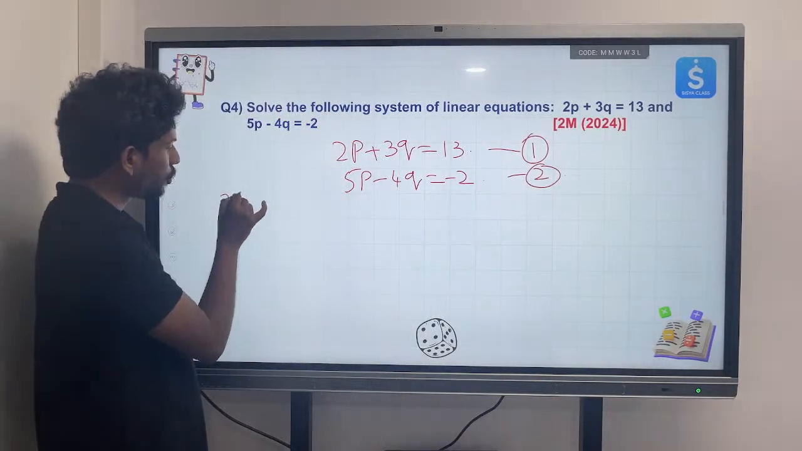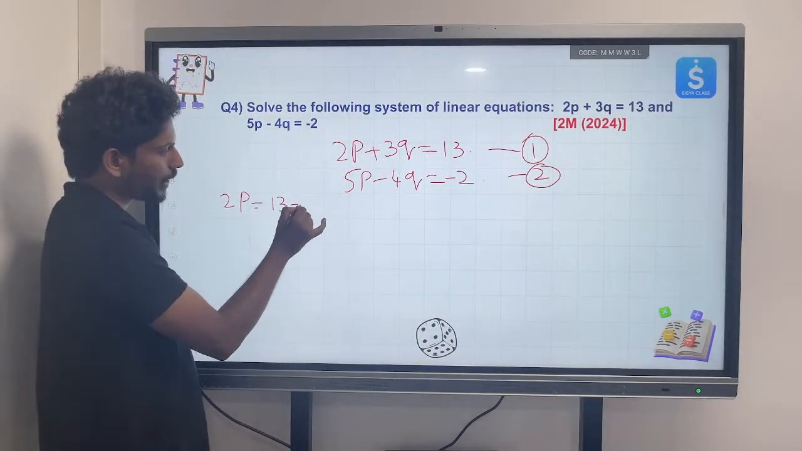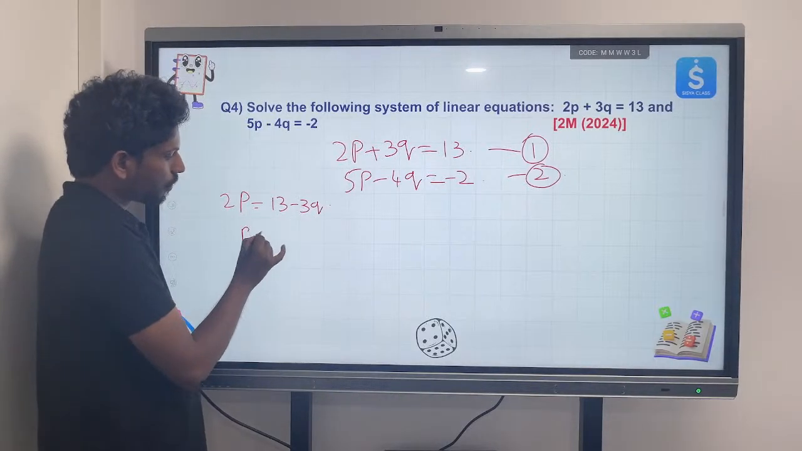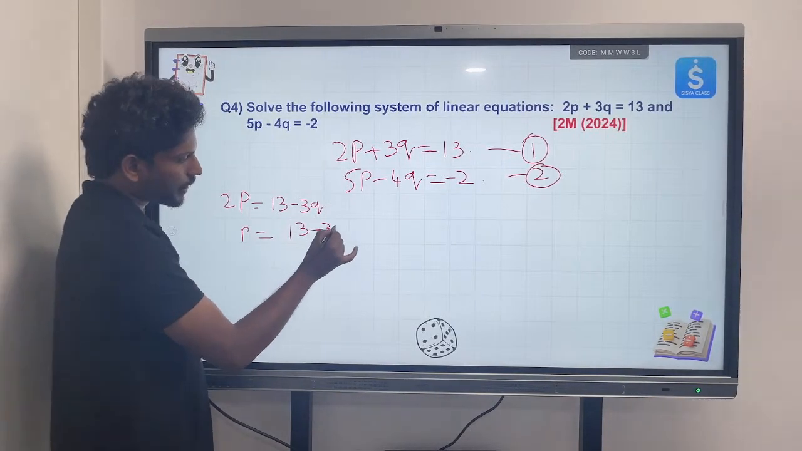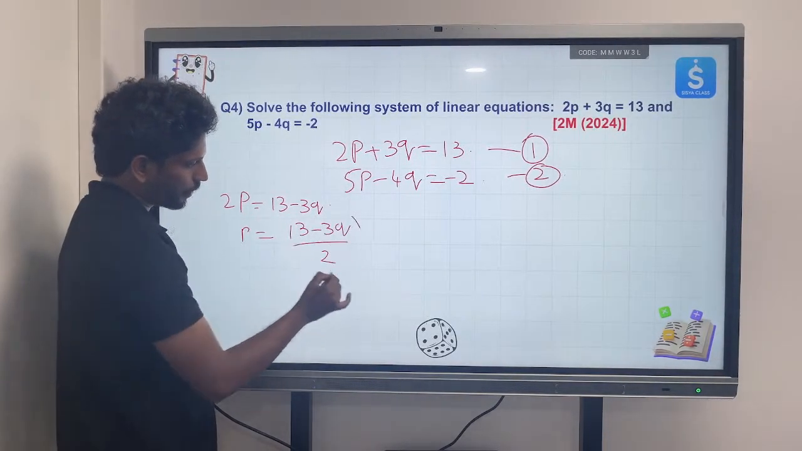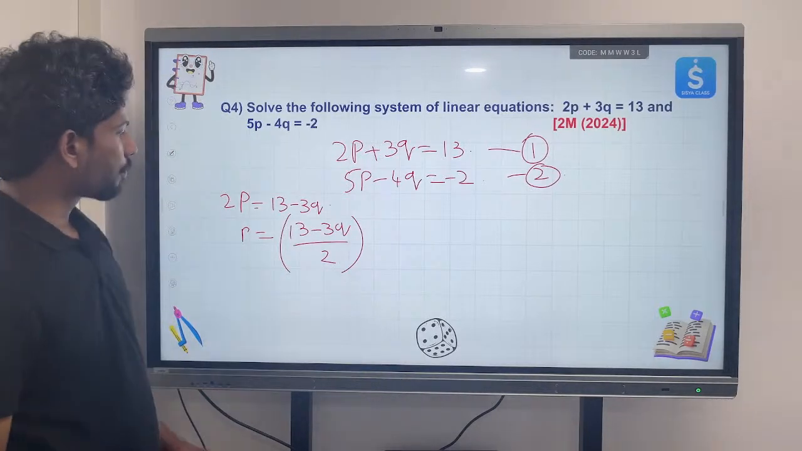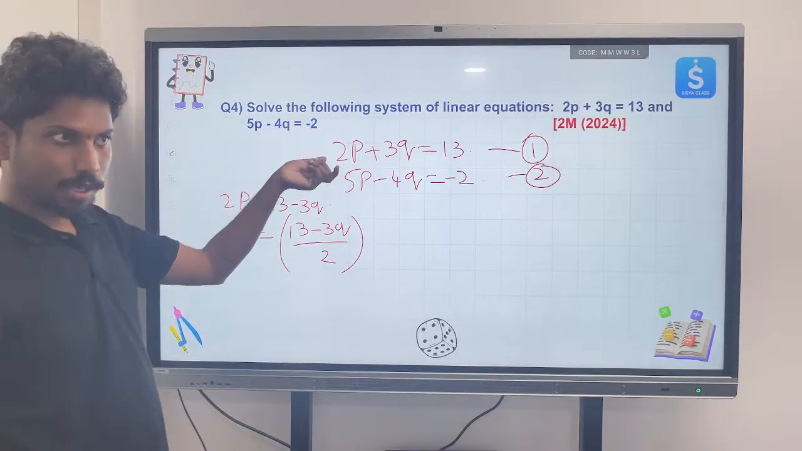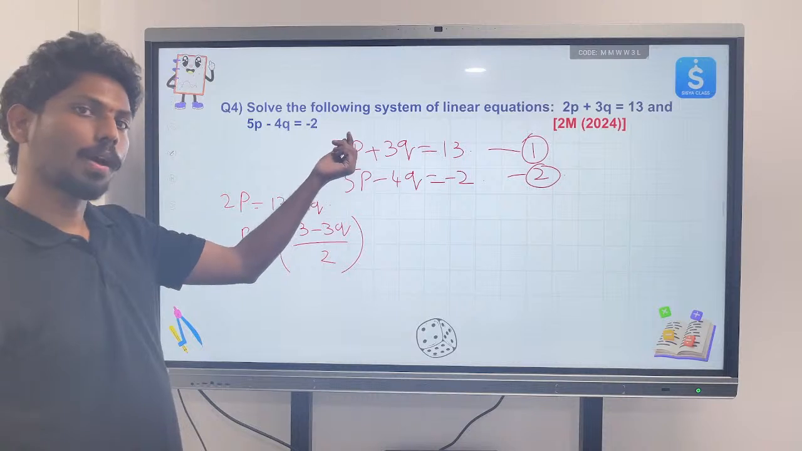Now choose 2p equals 13 minus 3q. So p equals 13 minus 3q by 2, okay. So this is what I got as the value of p. What did I do? I chose one of the equations and then I chose any one of the variables.